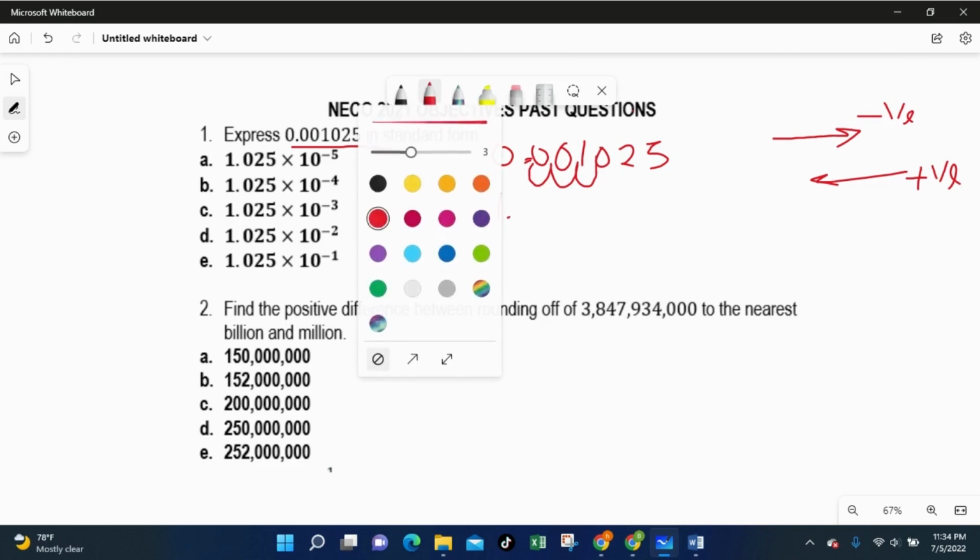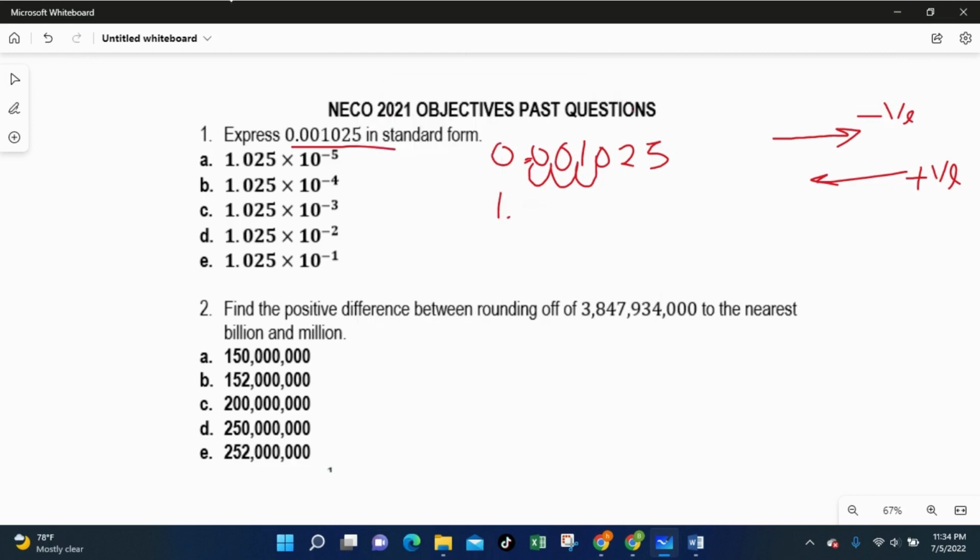We're going to have 1.025 times 10 raised to power. Remember, we counted 1, 2, and 3, so 10 raised to power minus 3. Recall I told you, if you count from your left to your right, you're going to have a negative power. So this is going to be our result. So question number 1, our correct option is C.